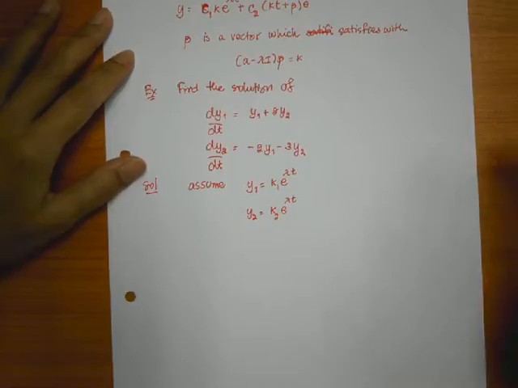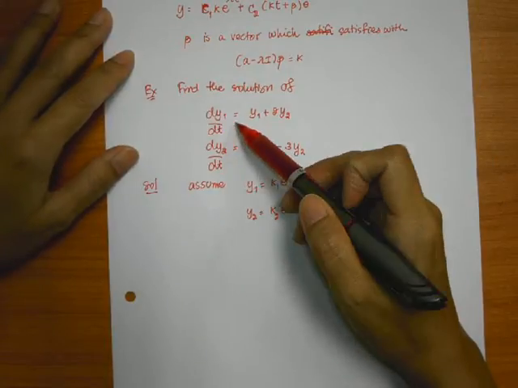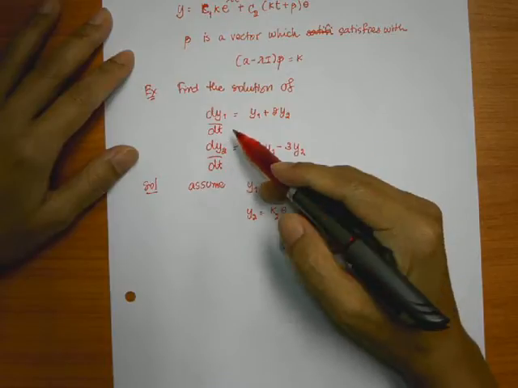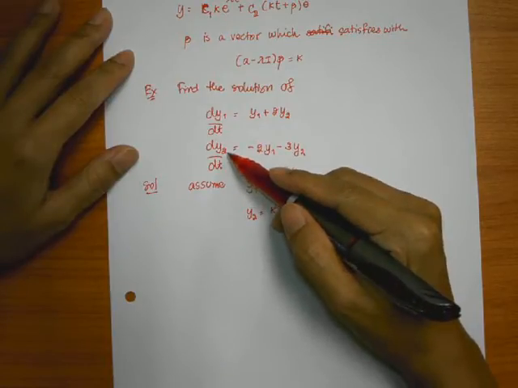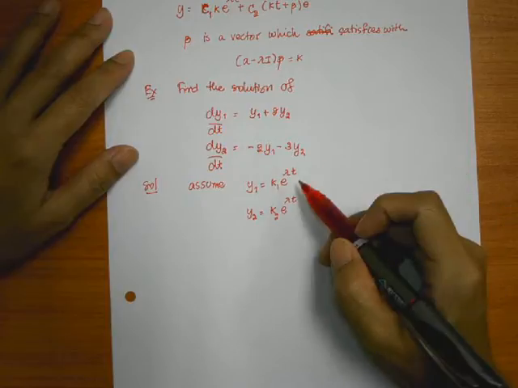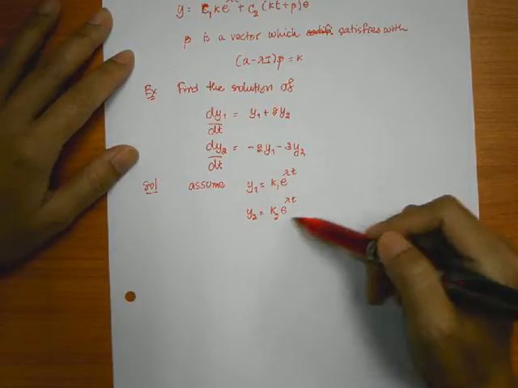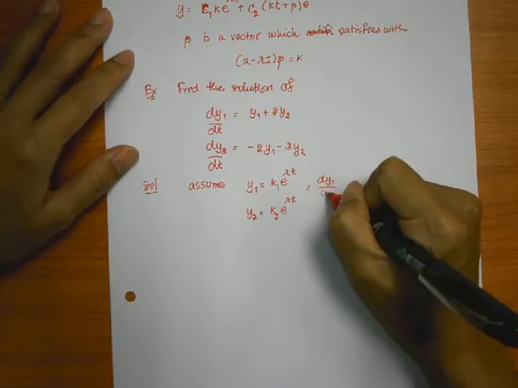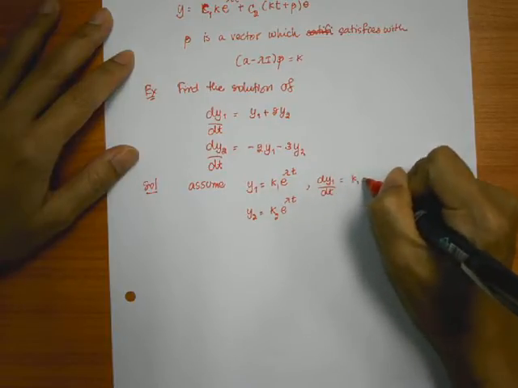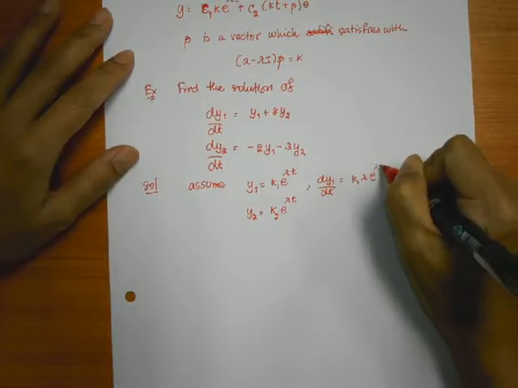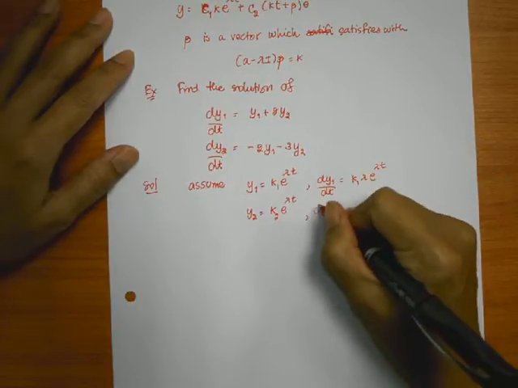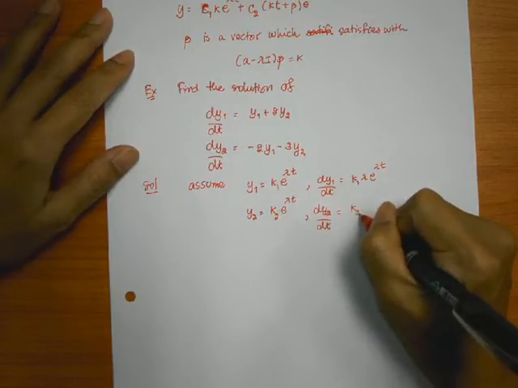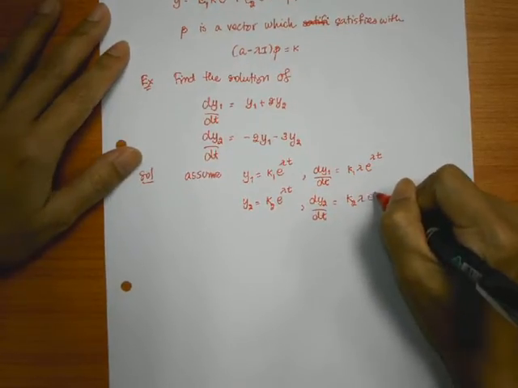And then, since our differential equation has the first derivative of y1 with respect to t and the first derivative of y2 with respect to t, we have to differentiate our assumption. So dy1 by dt is equal to k1 times lambda times exponential of lambda t. And the first derivative of y2, dy2 by dt, is equal to k2 times lambda times exponential of lambda t.